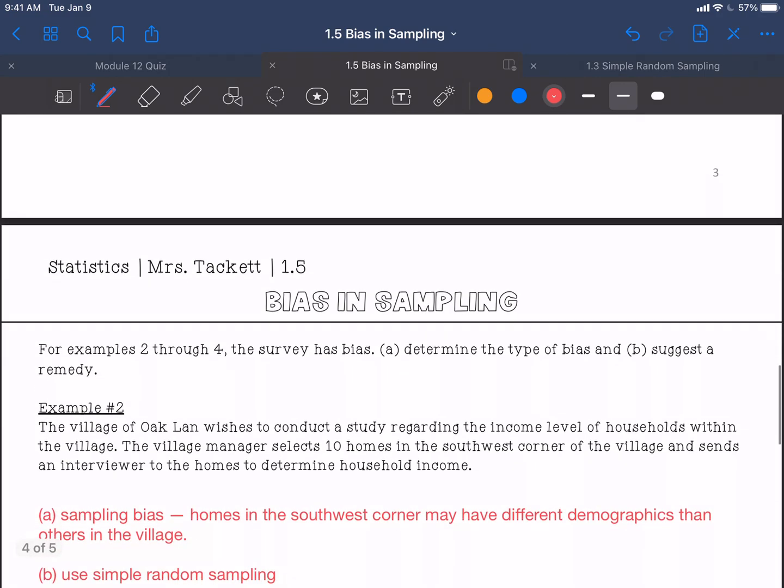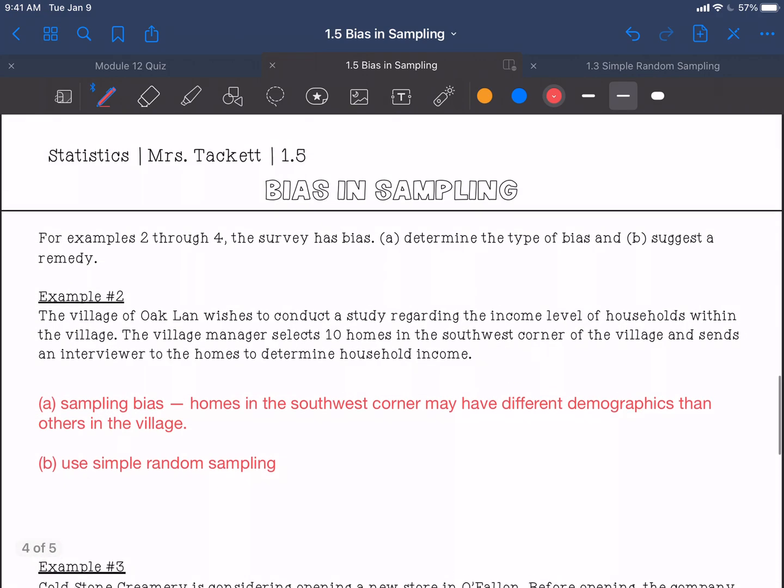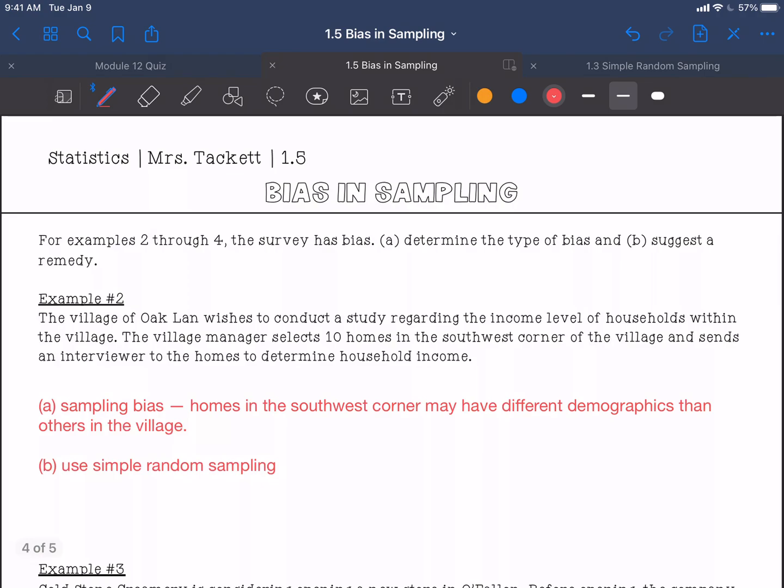Well, this would be a sampling bias because they chose homes specifically in the southwest corner. Well, those may have different demographics than the others in the village. So in order to fix that, they could have used a simple random sampling instead, where maybe they gave each household a number and then randomly chose numbers to conduct their survey.